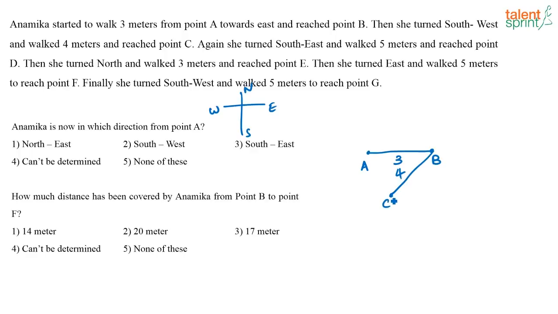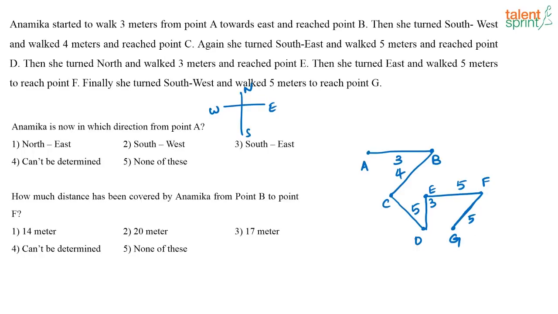Again she turns southeast. So she is going to turn like this. Right, this is southeast, and she is walking for 5 meters and she is reaching point D. Then she is turning north and walking for 3 meters, and she is reaching the point E. Now she is turning east, walking 5 meters and reaching the point F. She finally turns southwest, walks for 5 meters to reach a point G. So this is the pattern in which she has walked.